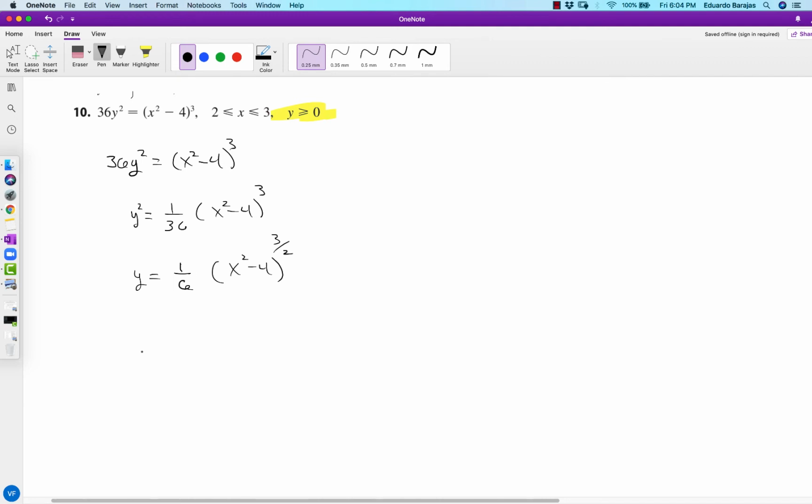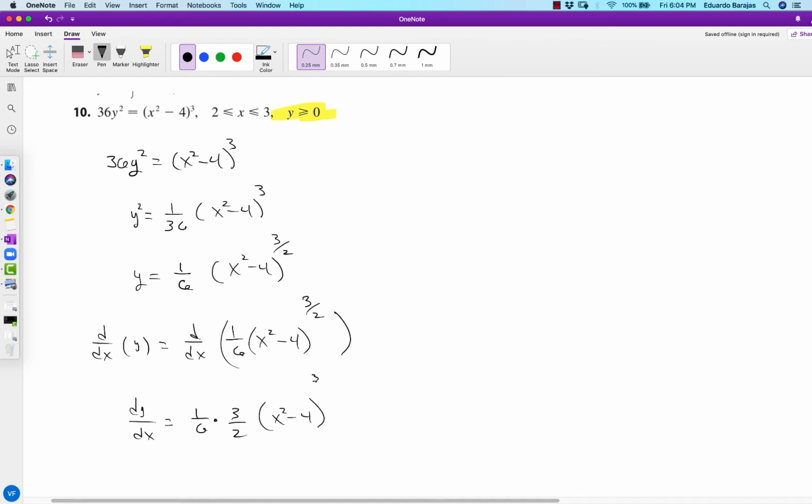Okay, so now we can take the derivative. So let's do dy/dx on the y function. So let's take d/dx on the other side. This is (x squared minus 4), there's a 1 over 6 there, to the power of 3 over 2. So dy/dx is equal to 1/6 times 3 over 2, (x squared minus 4) to the power of 1/2, times the derivative of the inside part, thanks to our chain rule, x squared minus 4.